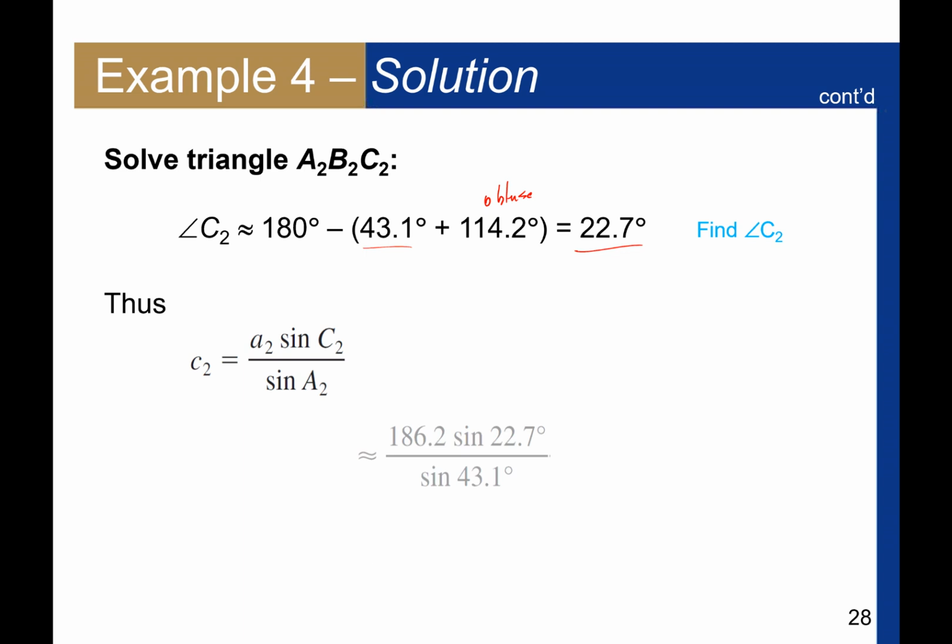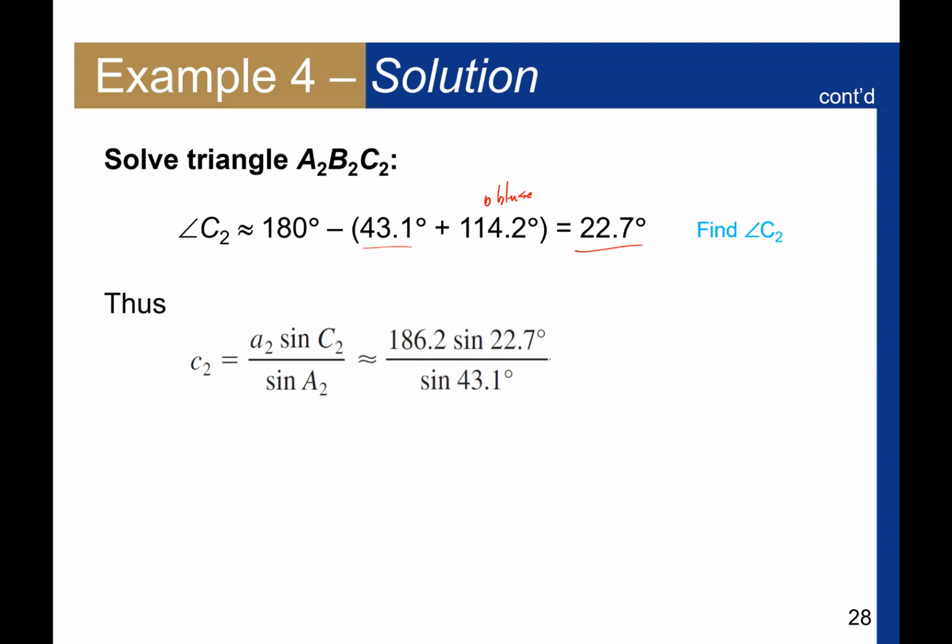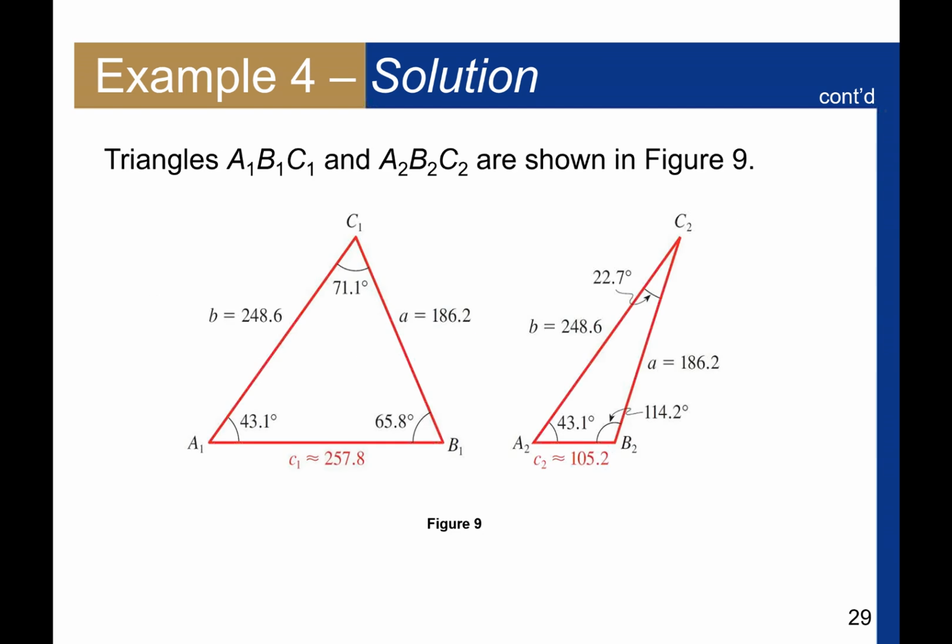And again, when we do the substitution, we do the calculations, sure enough, 105.2 is smaller than either of those measurements that were given. So here's the final picture demonstrating. Again, we were given 43.1 in both of them. We were given the 186.2 in both of them. We were given the 248.6 in both of them.